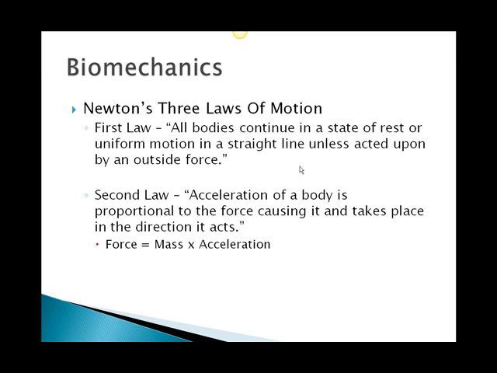Next, let's talk about biomechanics. Whether you want to admit it or not, as a throws coach, you're going to be a biomechanist. Now, biomechanics are based on Newton's three laws of motion. His first law states that all bodies continue in a state of rest or uniform motion in a straight line unless acted upon by an outside force.